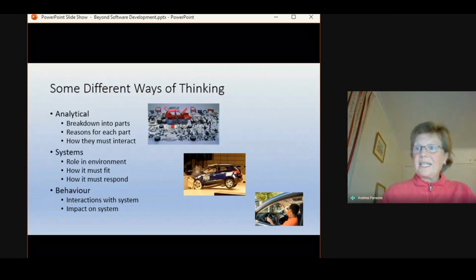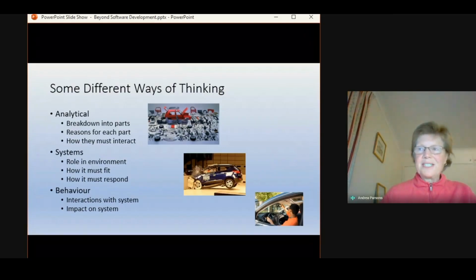The systems thinking and the behaviour thinking is something that is probably not so instinctive or familiar for you at this early stage. Systems thinking is thinking about the role of something in an environment, how it must fit in the environment, how it must respond in the environment, rather than what's going on internally.